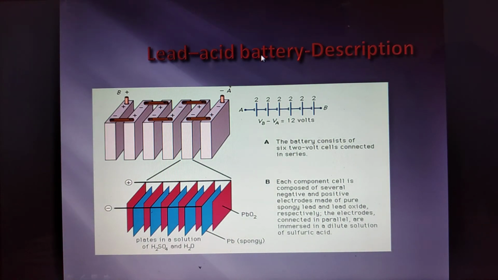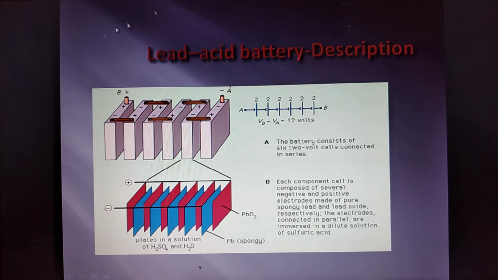Lead acid battery description. This lead acid storage cell operates both as a voltaic cell as well as an electrolytic cell. When operating as a voltaic cell, it supplies electrical energy, and the result is that it becomes run down. It must then be recharged. When being recharged, the cell operates as an electrolytic cell.